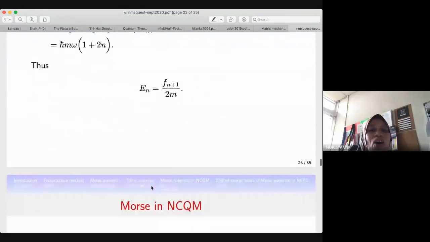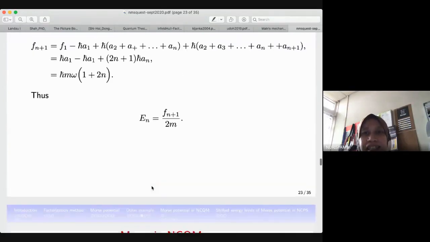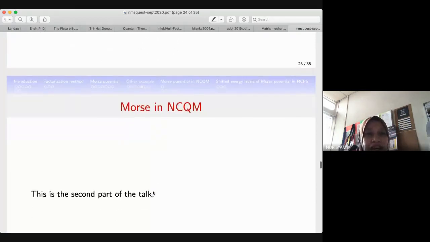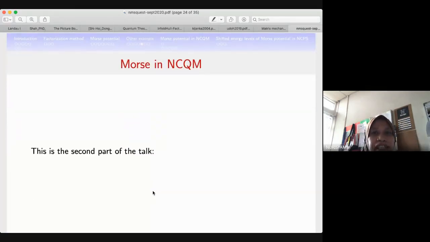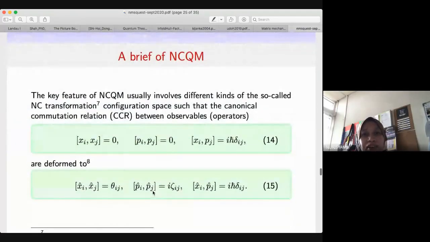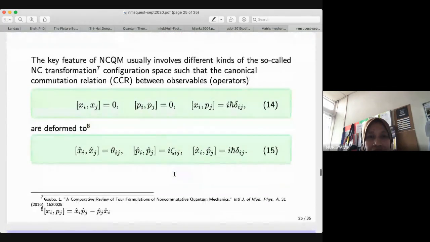All right. Okay, so then we go into the next part of the talk. I guess this part is just purely algebraic, okay? So Morse in NCQM. Just a brief on NCQM, I think I really know what I'm doing, okay? We are focusing on equation 15 here, comparing the CCR from 14 and 15. If we are doing NCQM, then we have these additional terms.